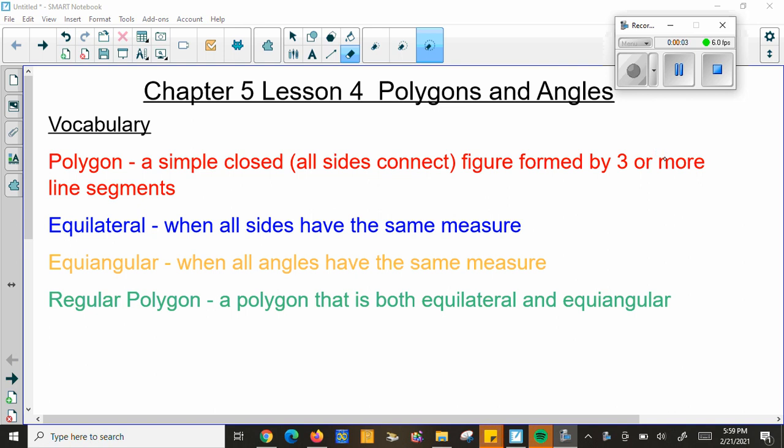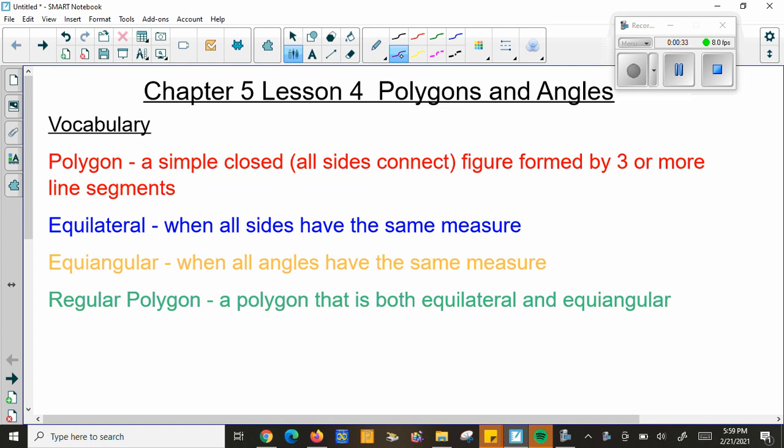Chapter 5, Lesson 4 is on polygons and their angles. Polygons are simple, closed figures formed by three or more line segments. And I included that closed means that all the sides, all the line segments, are connected.